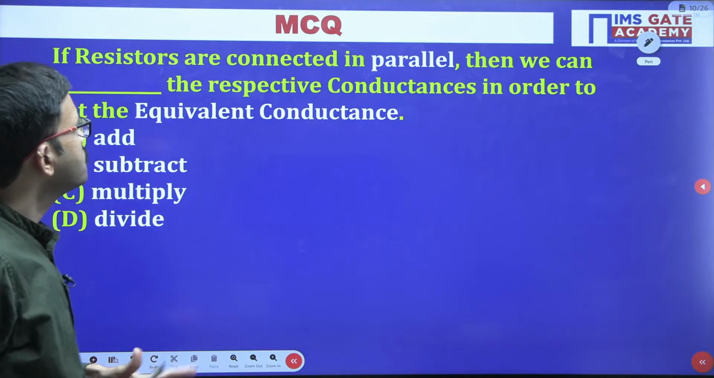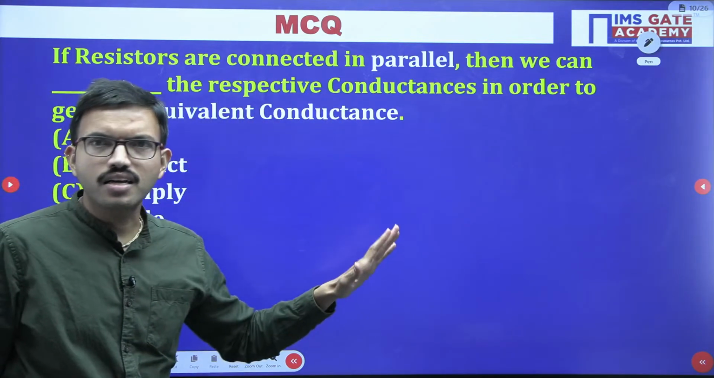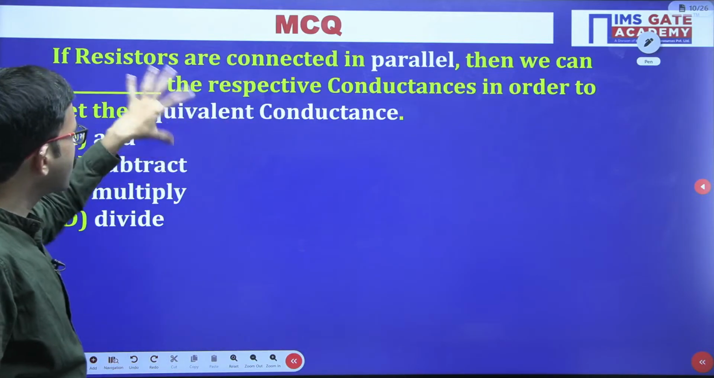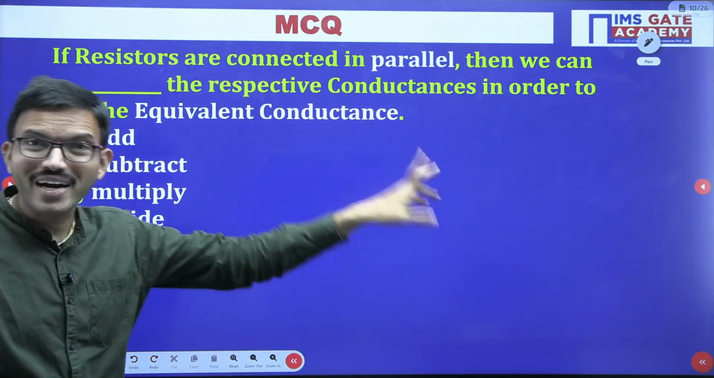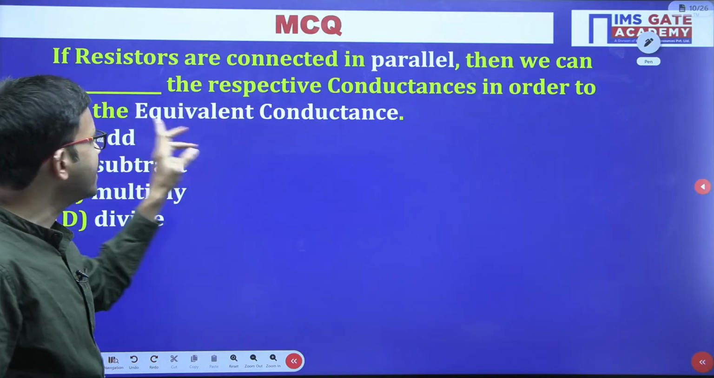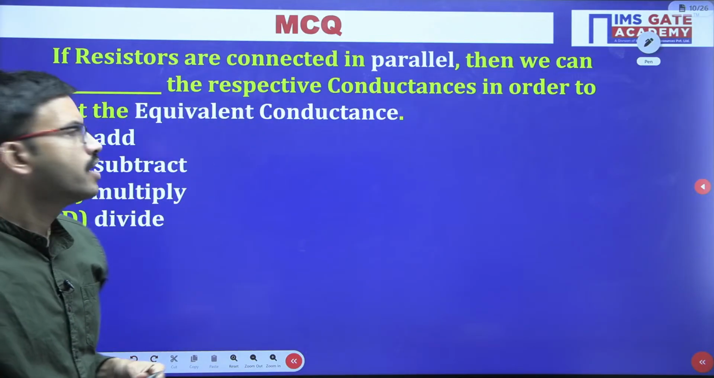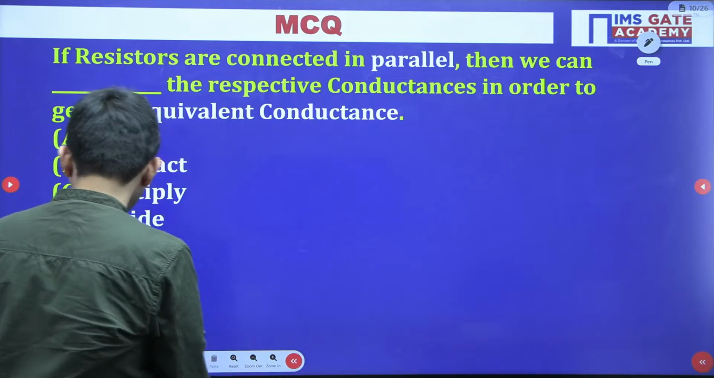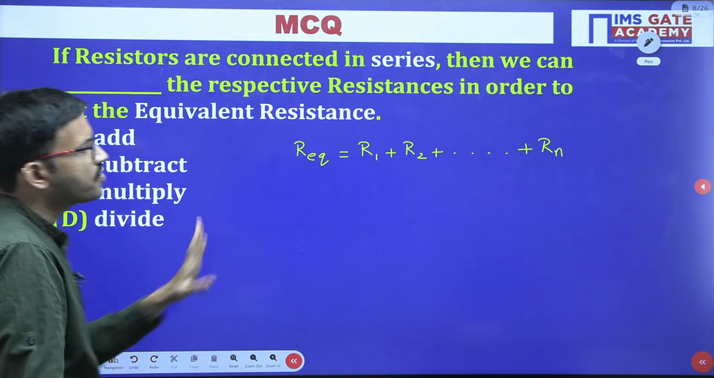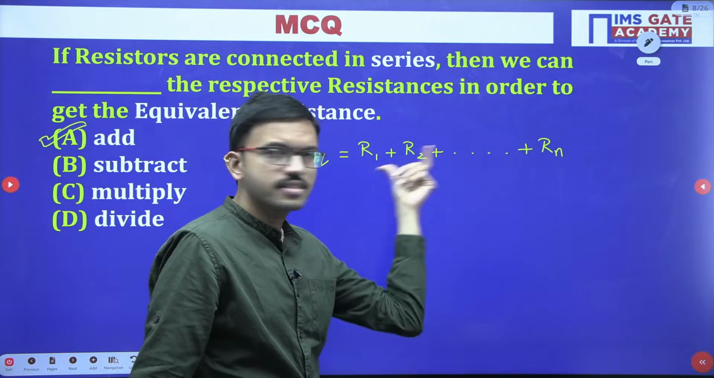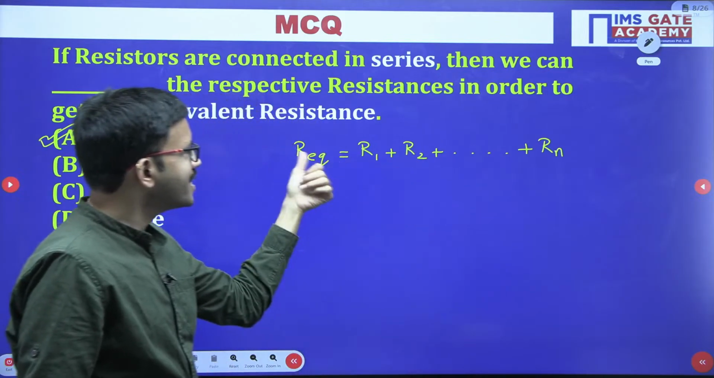Yeah, just observe, if resistors are connected in parallel, what operation do we have to perform among the respective conductances in order to get the equivalent conductance? I hope all of you are familiar. See, whenever resistors are connected in series, that time we are adding all the resistances, so from there you are getting the equivalent resistance.